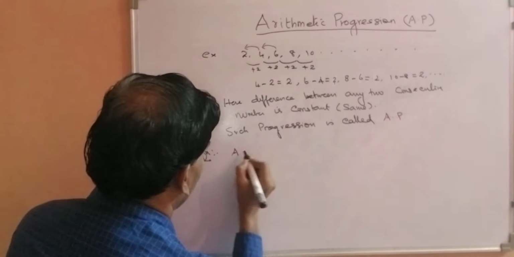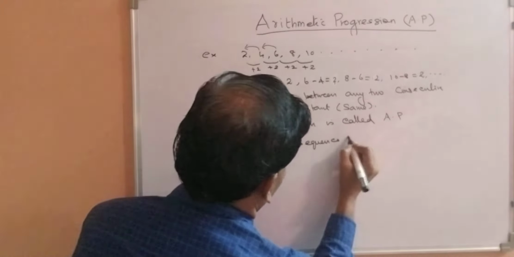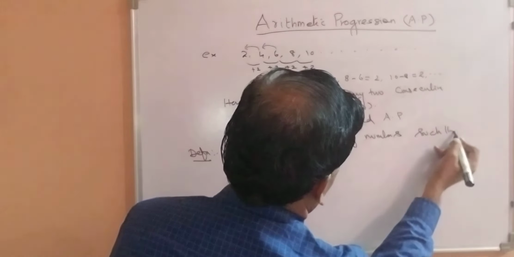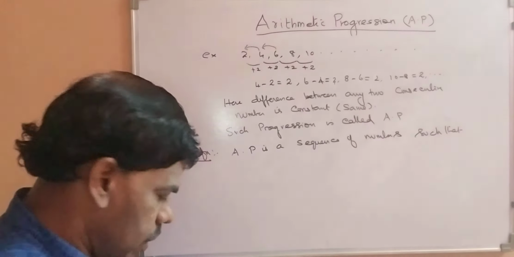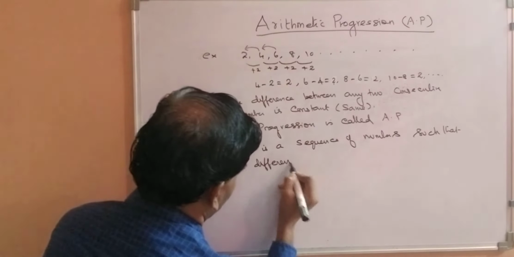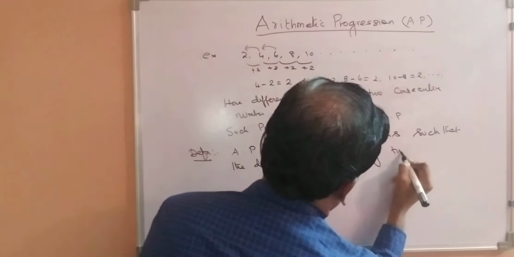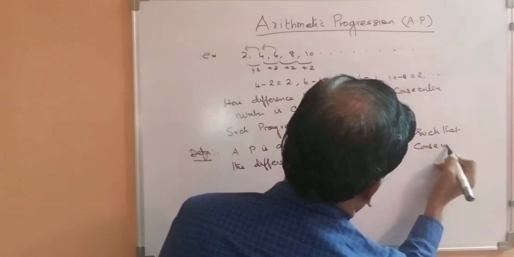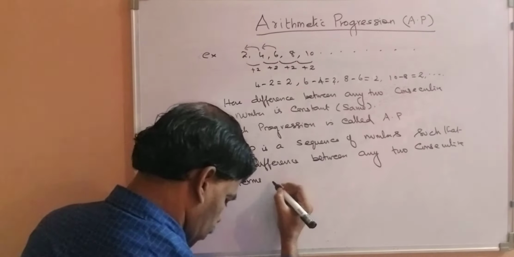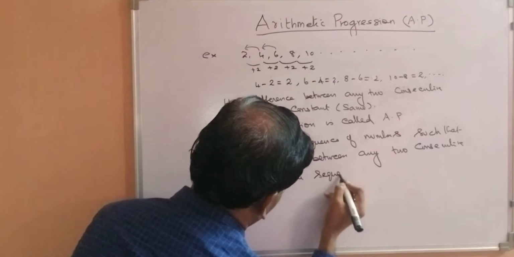AP is a sequence of numbers such that, what type of sequence? The difference between any two consecutive terms of the sequence is constant.